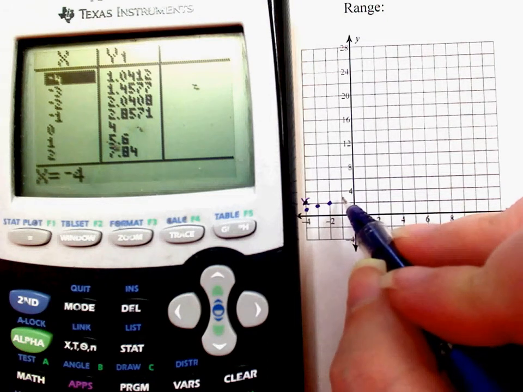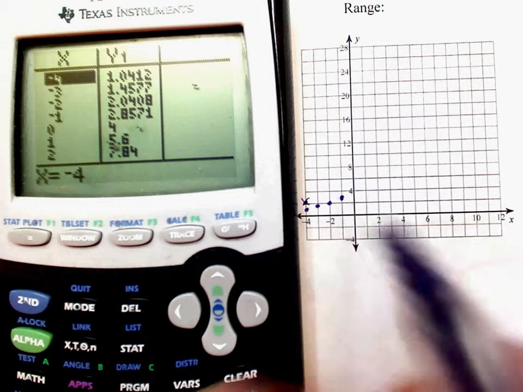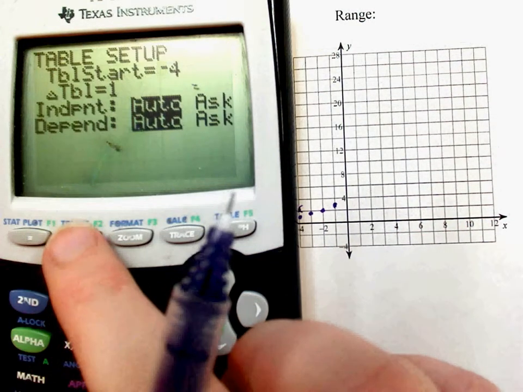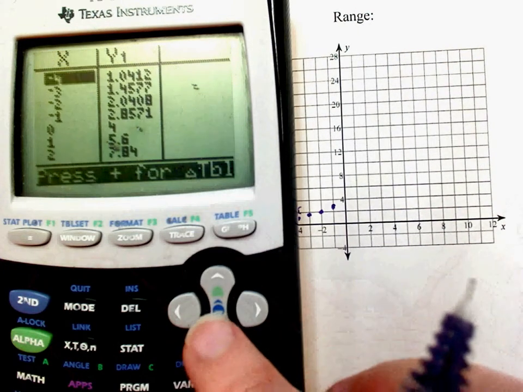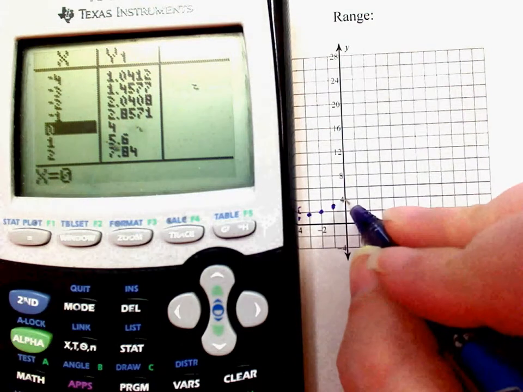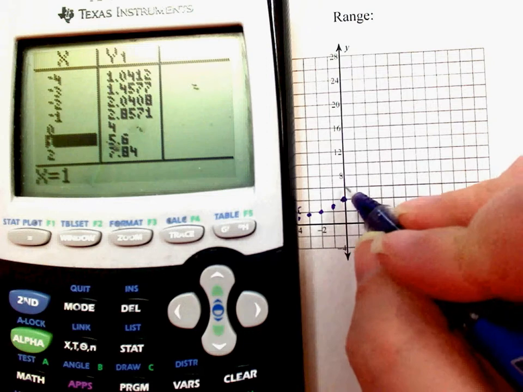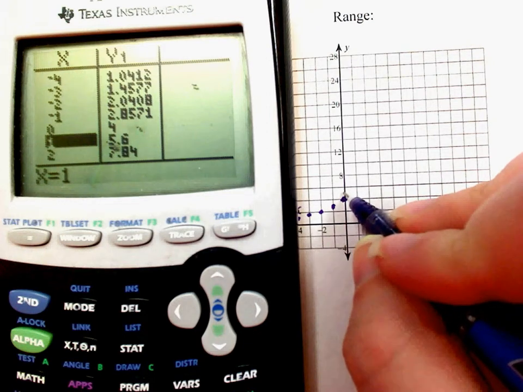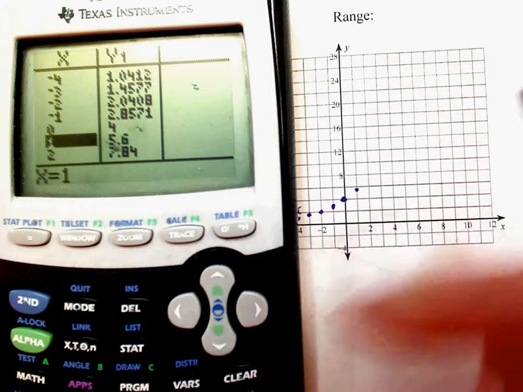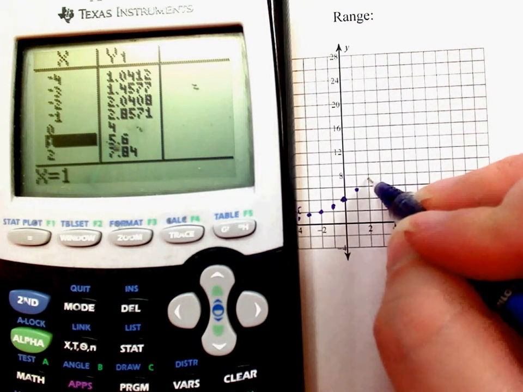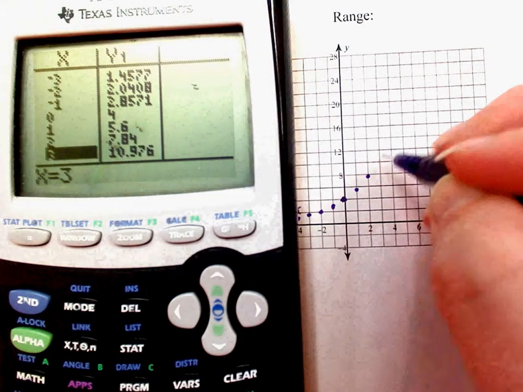Go to second table set and go to auto and press enter. Okay, at 0, what are we at? 4. What about at 1? So if this is 6 and this is 5, then this is 5.6 somewhere in here. What about 2? So close to 8. 3? 10.96, so almost 11. 4?